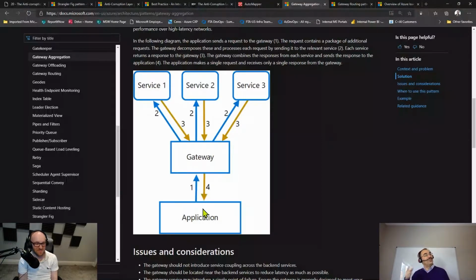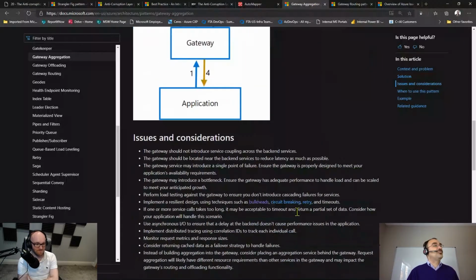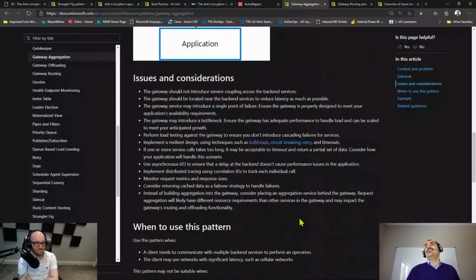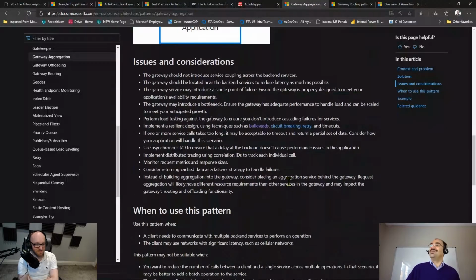Now, as we move into the issues, performance, right? We're adding another layer. Yes. It may add latency. You definitely want to consider moving this gateway closer to the backend services, whether that be on a network or subnet, to reduce not just the network latency, but other operations. In issues and considerations, it brings up additional design considerations.